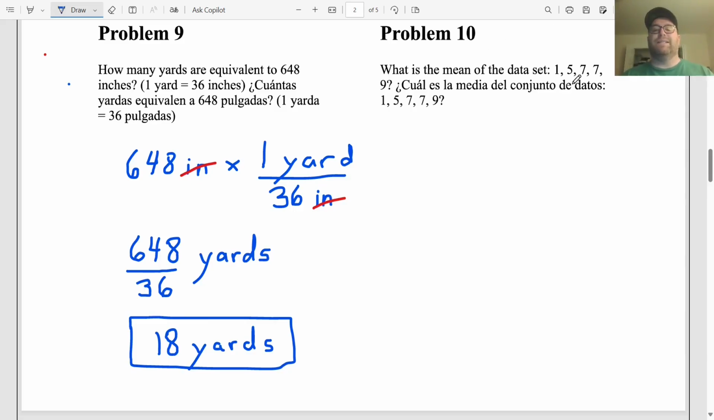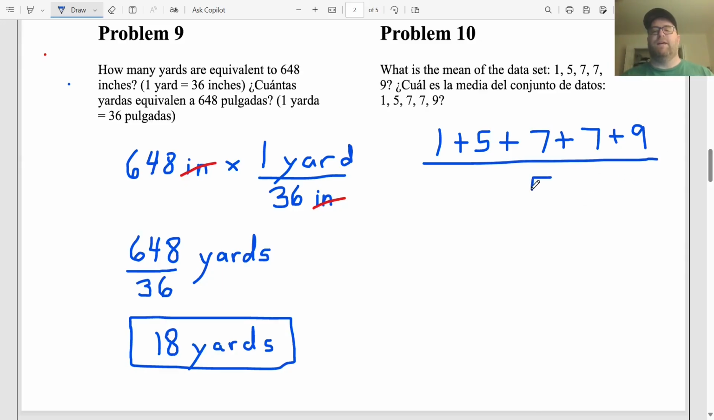What is the mean of the data set 1, 5, 7, 7, and 9? We're going to add up all these values and then divide by the number of values. There are 5 values in this data set. So let's add them up first. We have 1 plus 5 plus 7 plus 7 plus 9, and we're going to divide all of that by 5.